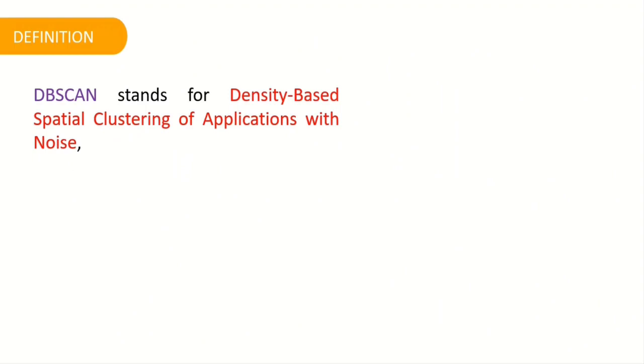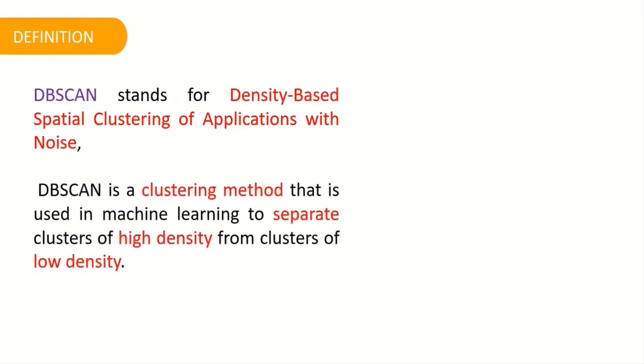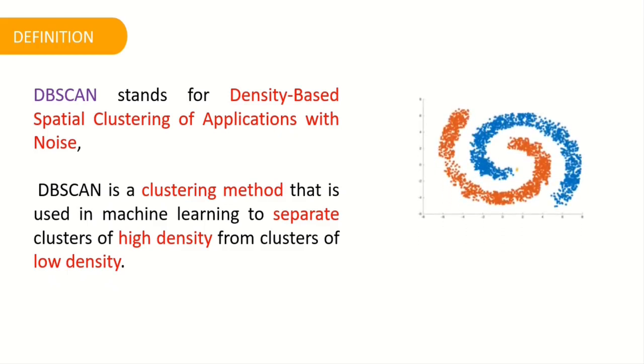Firstly, let us look at the definition of DBSCAN. DBSCAN stands for Density-Based Spatial Clustering of Applications with Noise. It is nothing but a clustering method that is used in machine learning to separate clusters of higher density from clusters of lower density. Let's have a quick look at its picture.